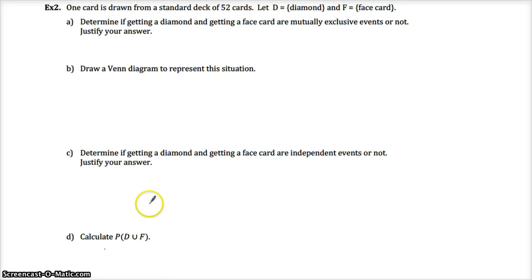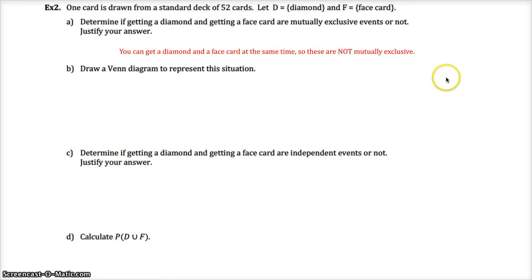Okay, one card is drawn at random from a standard deck of 52. And we're talking about diamonds and face cards. Determine if drawing a diamond and getting a face card are mutually exclusive events or not. Okay, can we get a diamond and a face card at the same time? And there are diamond face cards, right? So things like the Queen of Diamonds. It's a diamond face card, and that can happen. And so yeah, both these things are true at the same time. It's one occurrence, so those are not mutually exclusive.